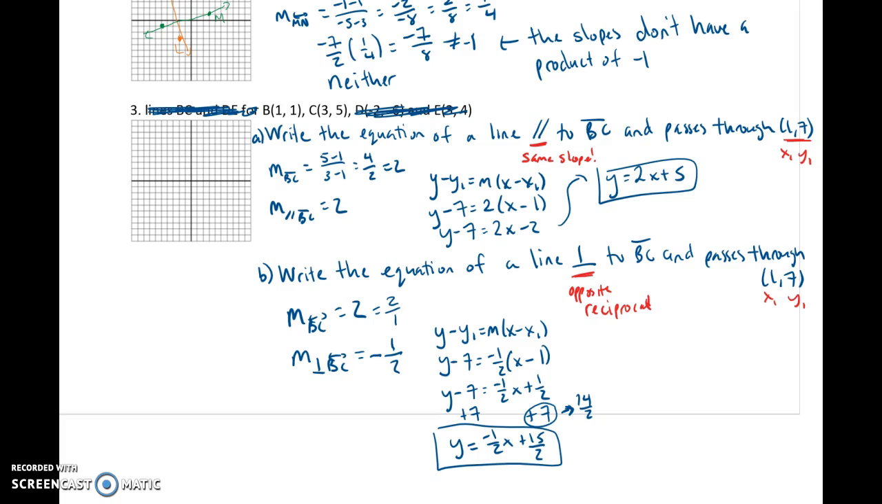So distribute that -1, add 7 to both sides. 7 is the same thing as 14 over 2. And I'll get y equals -1/2 x plus 15 over 2, or you can write that as 7.5. All right, so that was a quick and dirty recap of slope, parallel, perpendicular, and writing equations of lines.